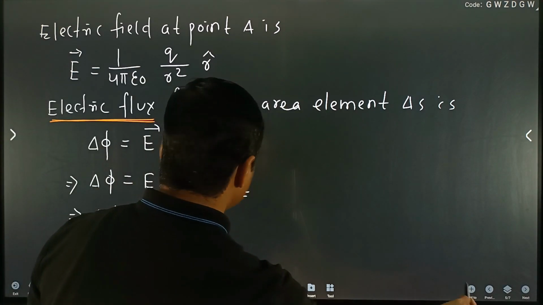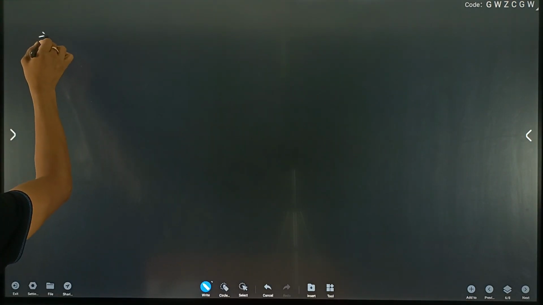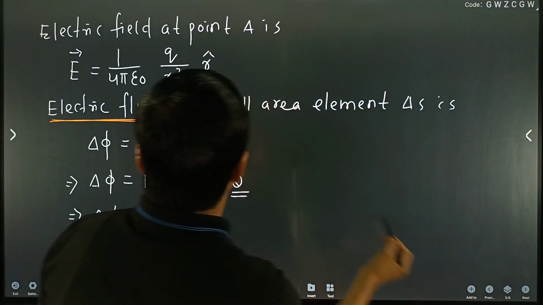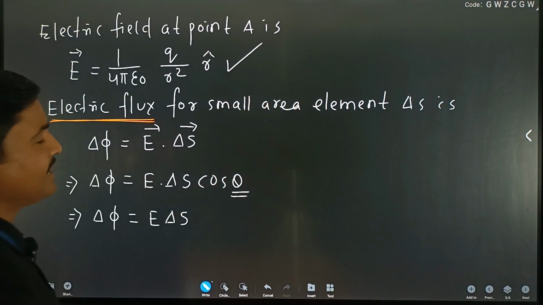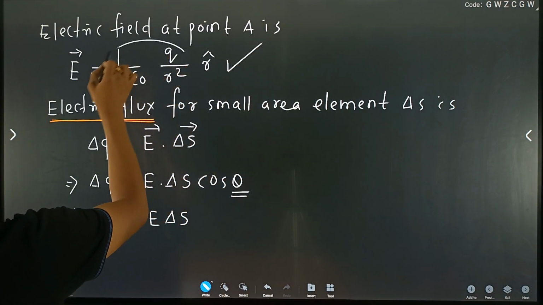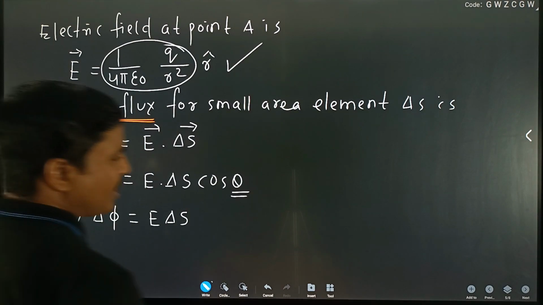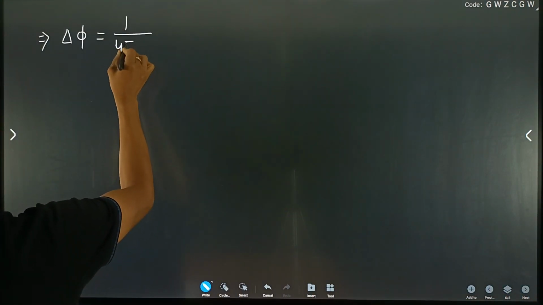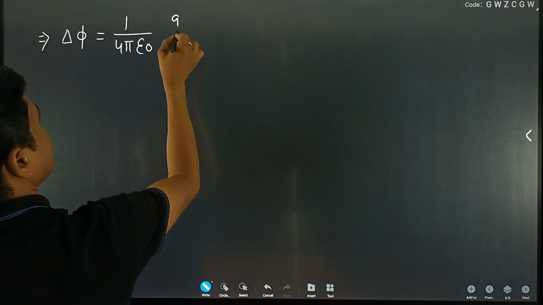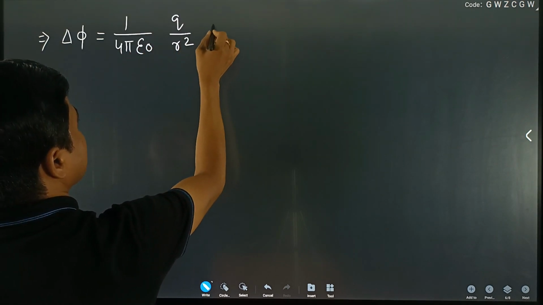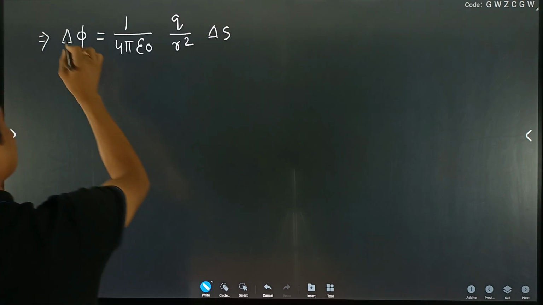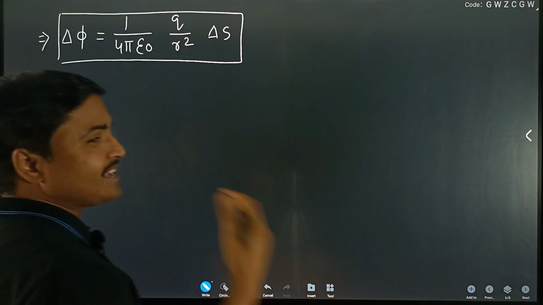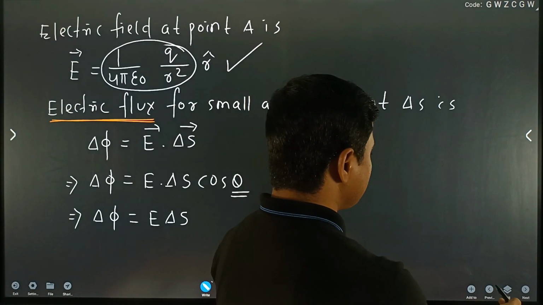And you also know the magnitude of electric field. That implies we write del phi is equal to, what is E? This is the expression of electric field for magnitude. 1 by 4 pi epsilon 0. In place of E, we write 1 divided by 4 pi epsilon 0 Q by R square multiplied by del S. This is the amount of electric flux for small area element and for the whole sphere.